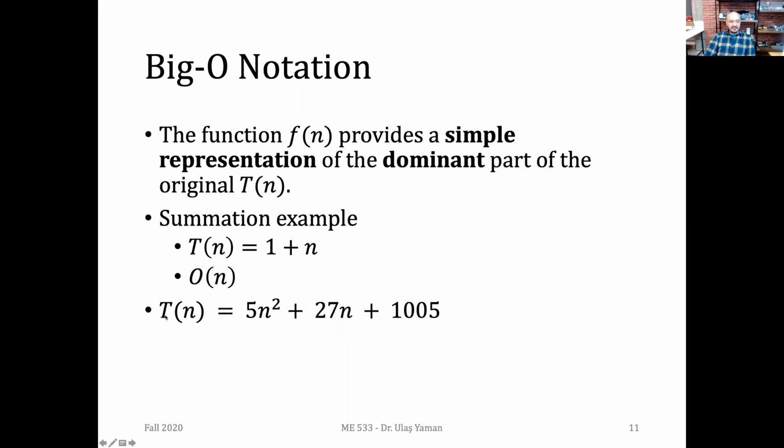So if this is the T of n function, then the f of n function will obviously be this part, n squared. So I can say that it has an O of n squared, which means that its time complexity is quadratic.